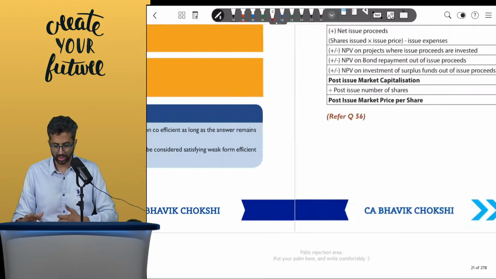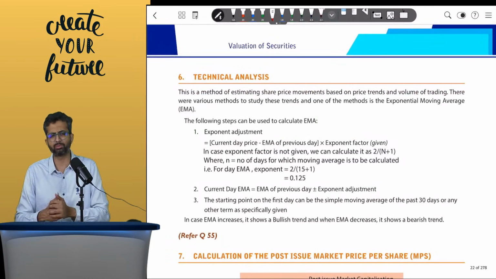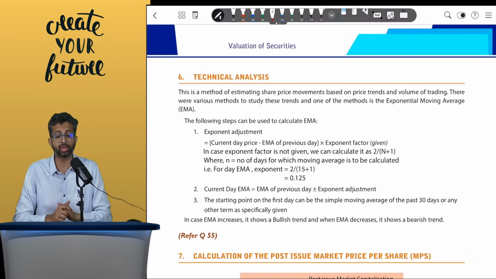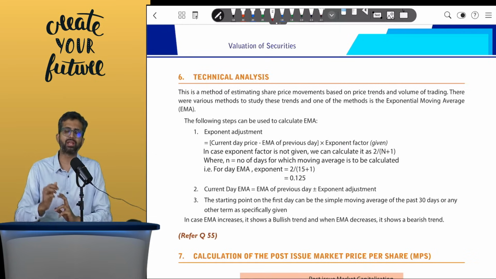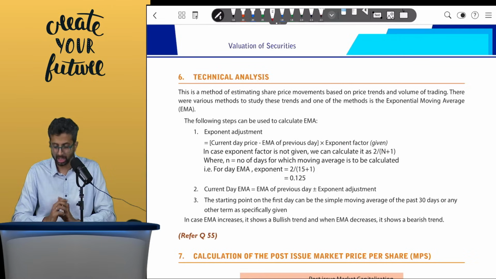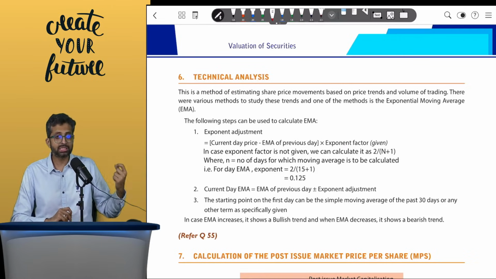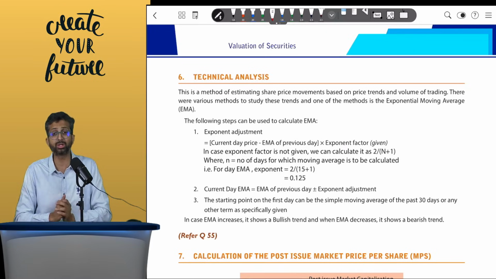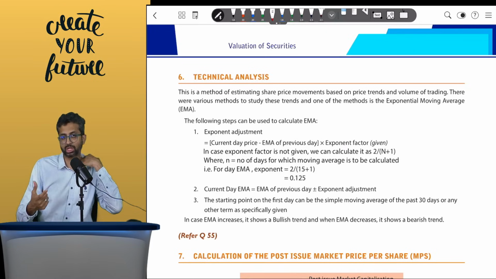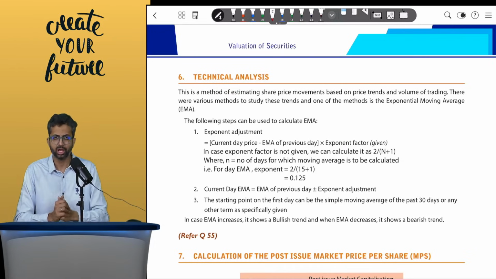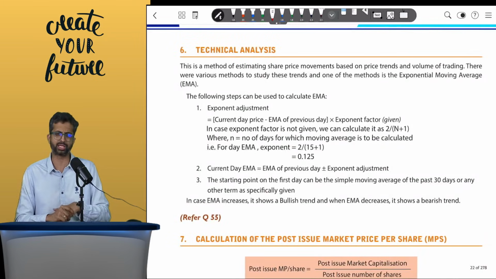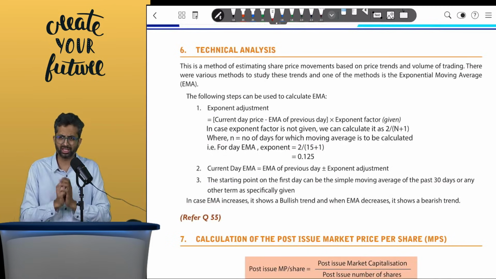Okay, next you will have, let us say, some sums on technical analysis, where you look at past price and volume data. In technical analysis you will have EMA, exponential moving average, where you will try to find an exponent which is calculated as 2 divided by n plus 1 as the exponent value, and then you will start with, let us say, a 30-day, 15-day, whatever it is, moving average, and then adjust it by the exponent adjustment, which is the exponent into the difference, that is the changes between the average and the current day spot price. So over here, current day EMA is equal to EMA of the previous day plus or minus the exponent adjustment, and you will keep on finding the exponential moving average.